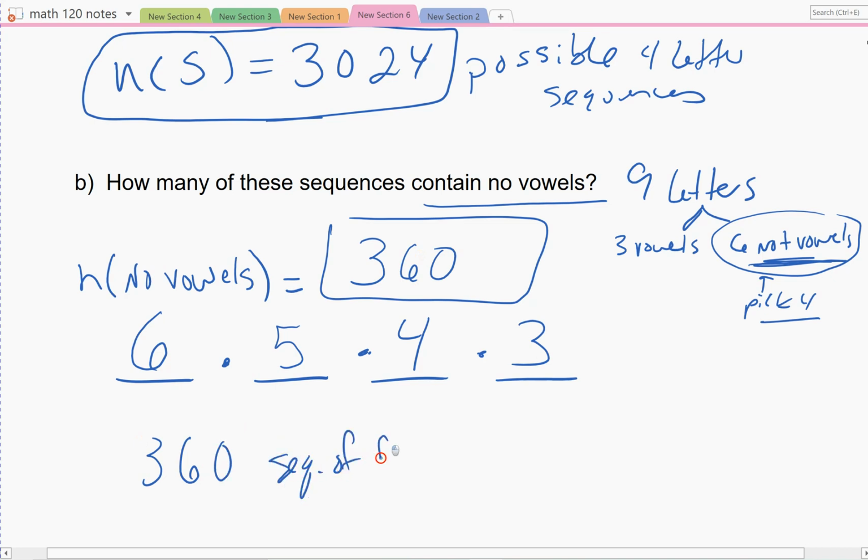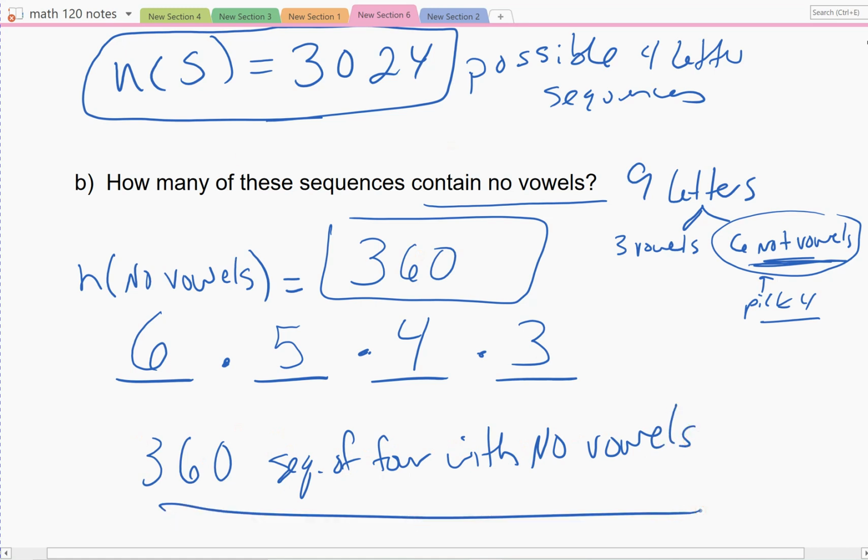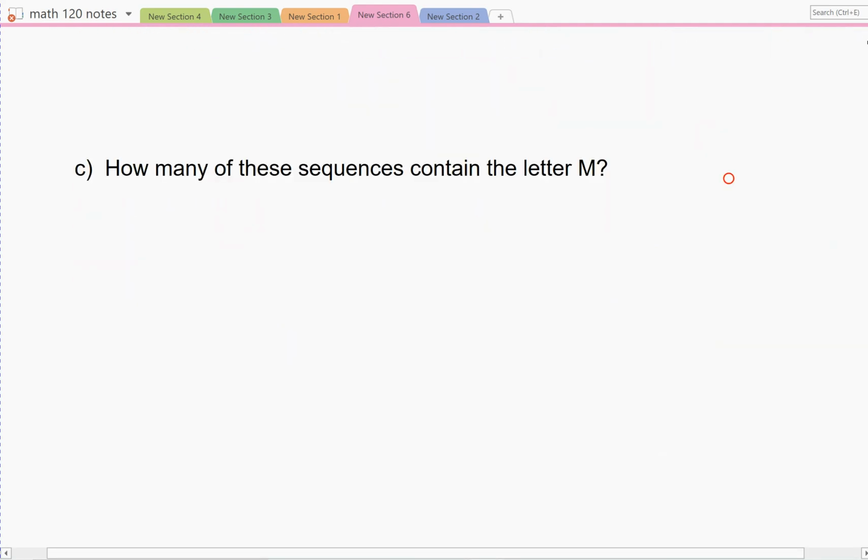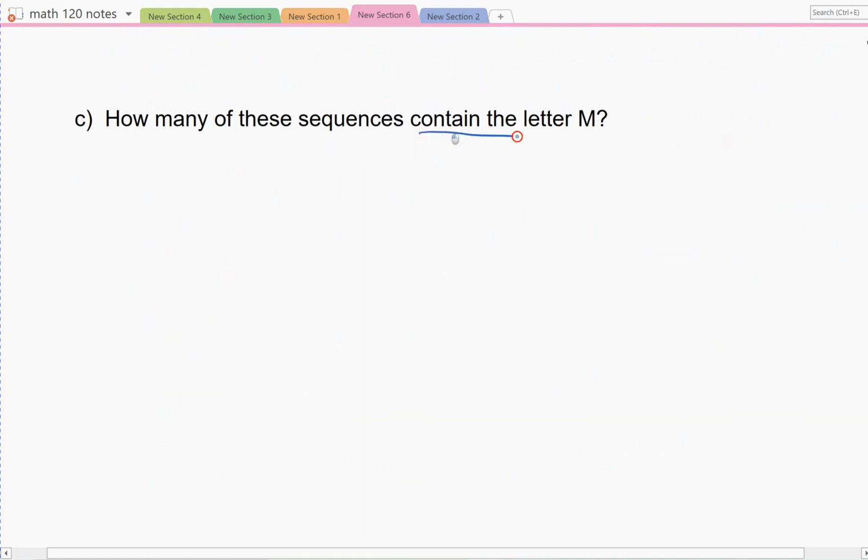So there are 360 sequences of 4 with no vowels out of 3,024. So again, eventually where we're going with this is, what's the chance that happens? Well, I've got 360 chances out of 3,024. Alright, next example. How many sequences contain the letter M?